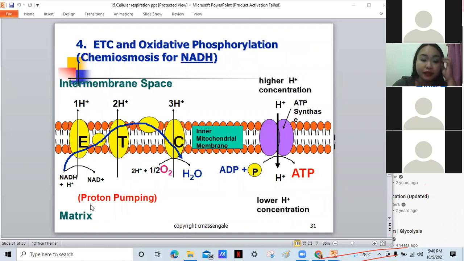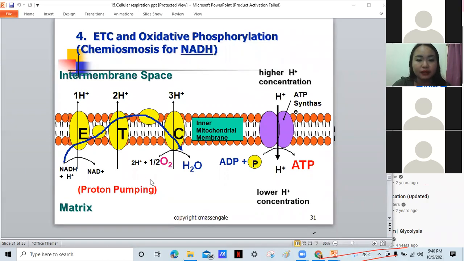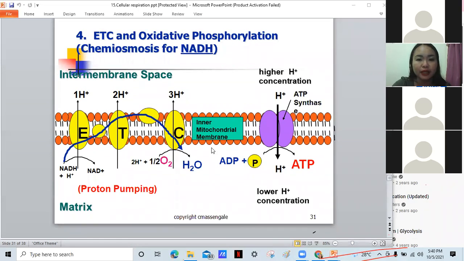And this is what happened. This is already explained in the video on the proton pumping, in the inner mitochondrial membrane.